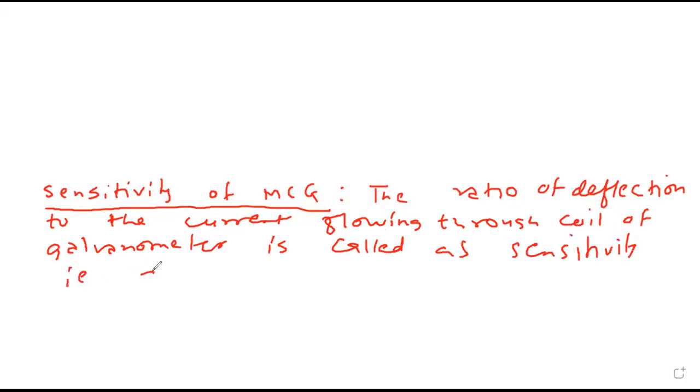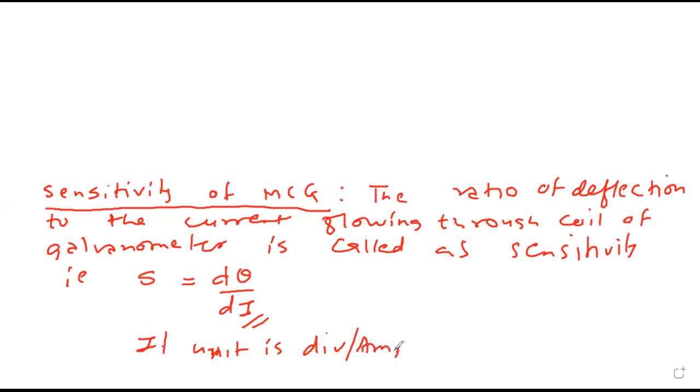That is, it is given as d theta upon di, which is ratio of change in deflection to the change in current flowing through the galvanometer. If we start from 0, then it is only theta upon I. Its unit is division per ampere.